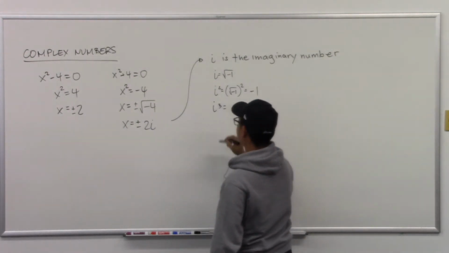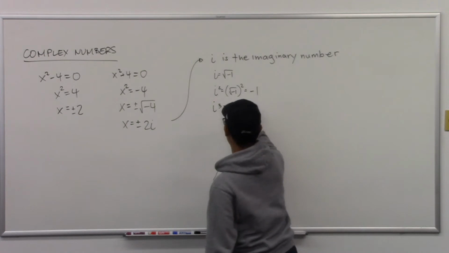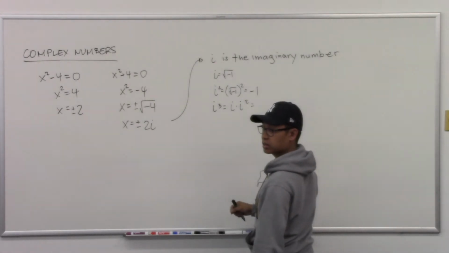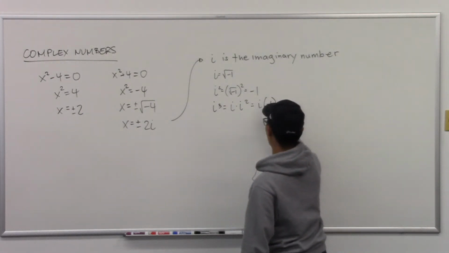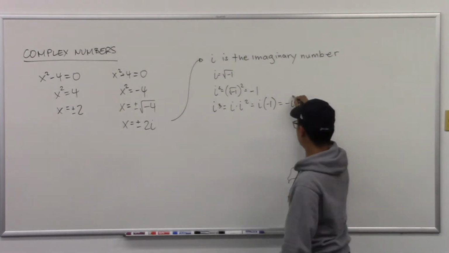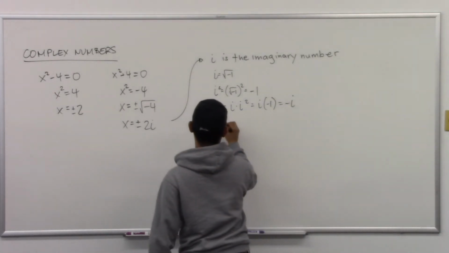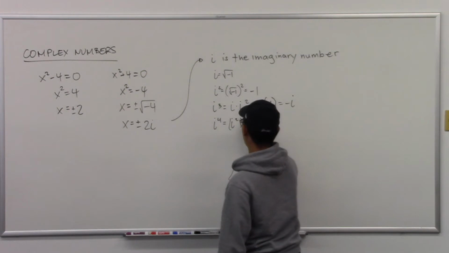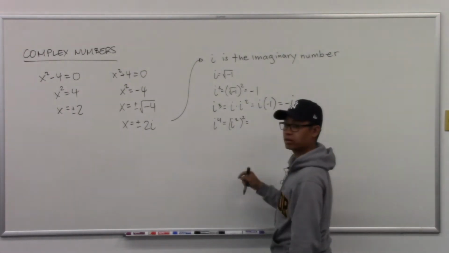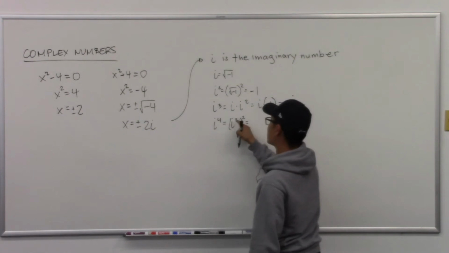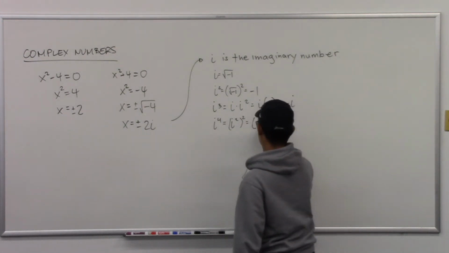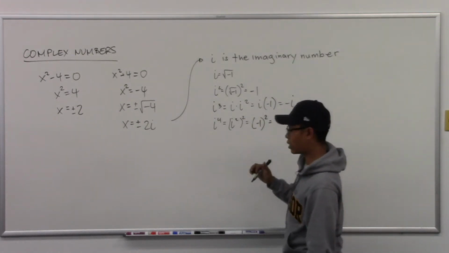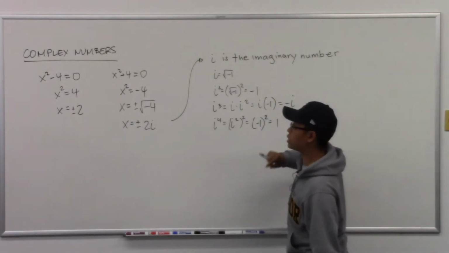i cubed is equal to i times i squared. Do we agree? What's i squared again? Negative 1. So then what's i times negative 1? And i fourth is the same as saying i squared, squared. But what's i squared? Negative 1. And so negative 1 squared is? Careful. 1.